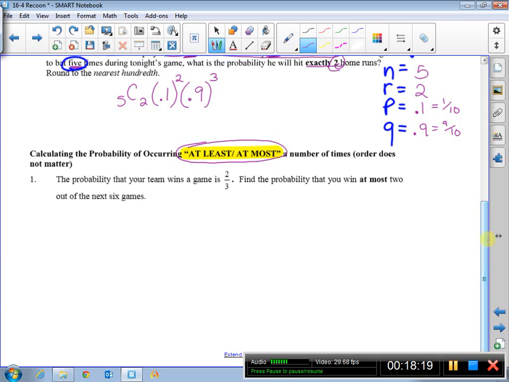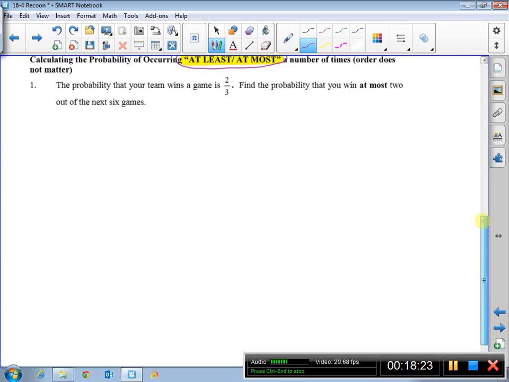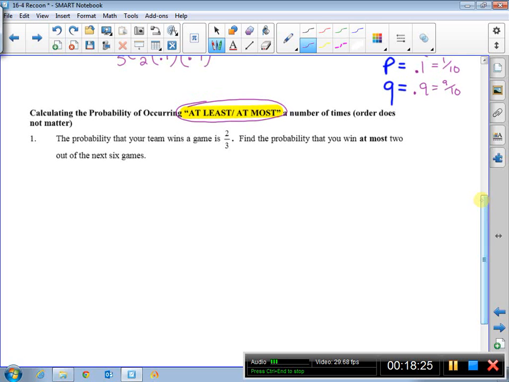Okay, at least and at most. So these get a little trickier. At least, at most. First we have to examine what this means. This new question: the probability that your team wins a game is 2/3. Find the probability you will win at most 2 out of the next 6 games. All right. N, R, P, and Q.